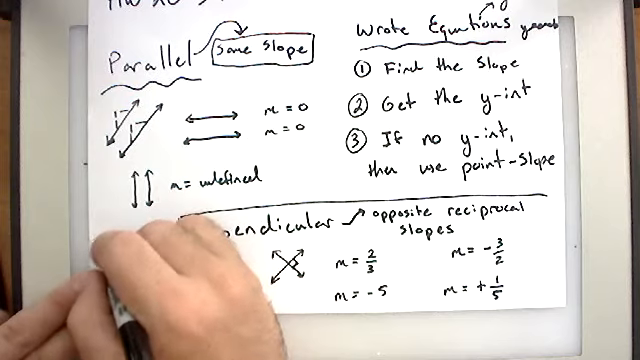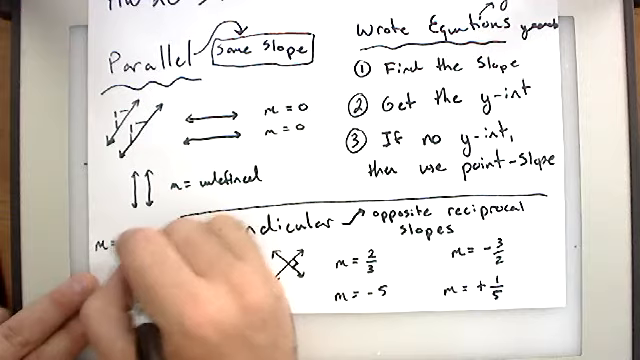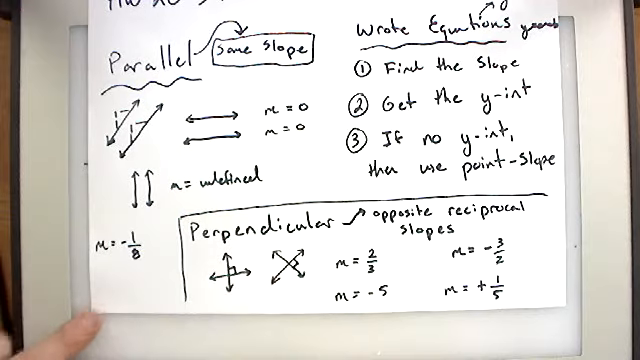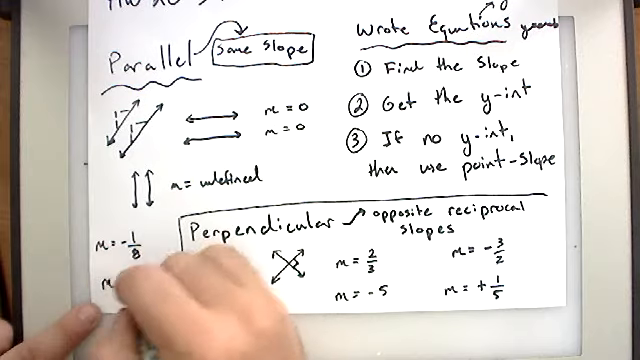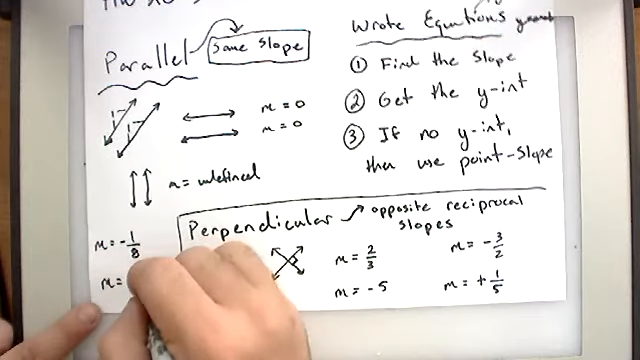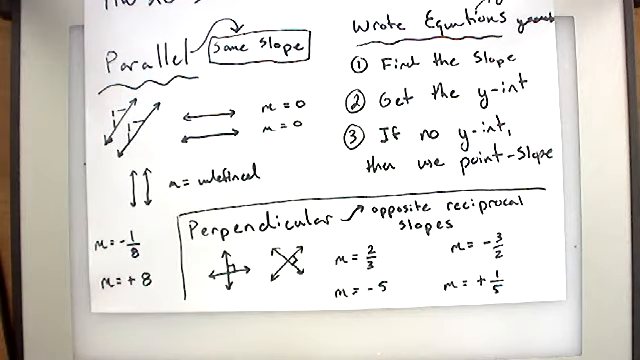What if I said my slope was -1/8? What would the opposite reciprocal slope to that be? Well, if mine's negative, opposite means yours is positive, and 1/8 means yours is 8/1, which is just 8, right? So -1/8, opposite reciprocal of that would be +8, okay?